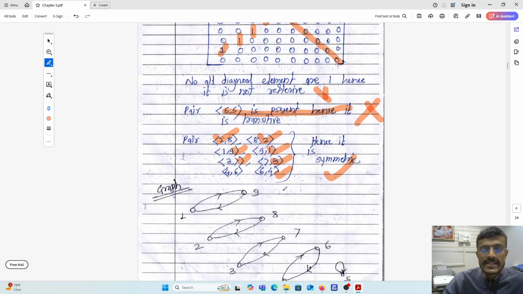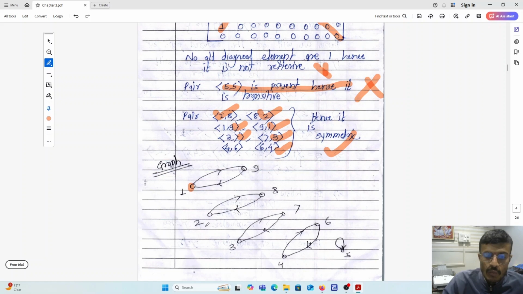And how to represent the graph? You have to mention all the nodes 1 2 3 4 5 6 7 8 9. So 1 9 is there, 9 1 is there. So that is symmetric, symmetric, symmetric, symmetric.